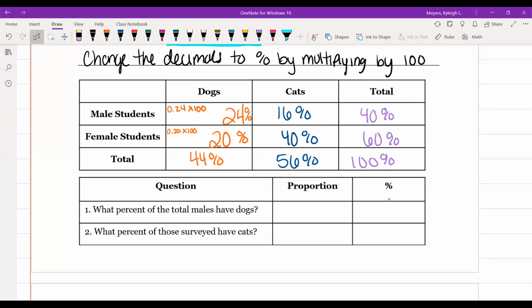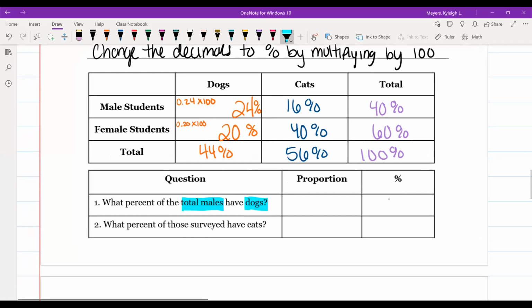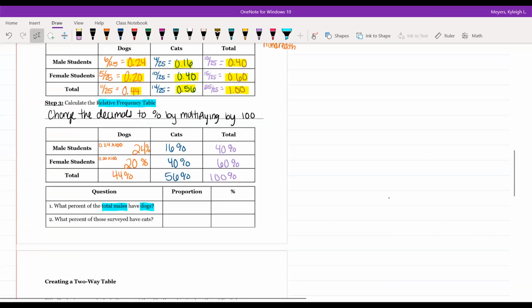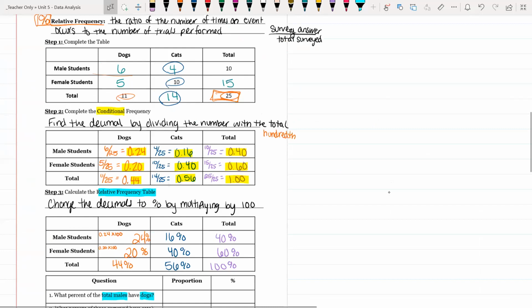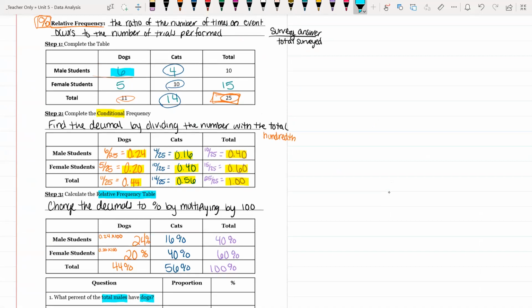All right, so now we have the percents. Now we might be asked to solve these, right? So what percent of the total males have dogs? So we have to figure out what's our total. Our total in this case is just the males. And what do we know how many have dogs? So we have to go back to the beginning, and we know that 6 males have dogs out of 10 total males.